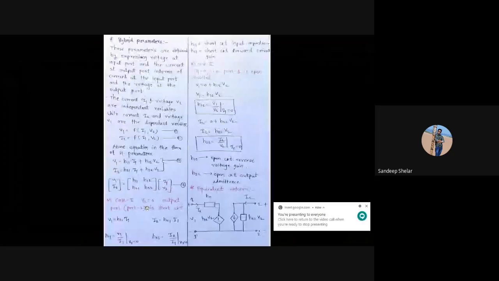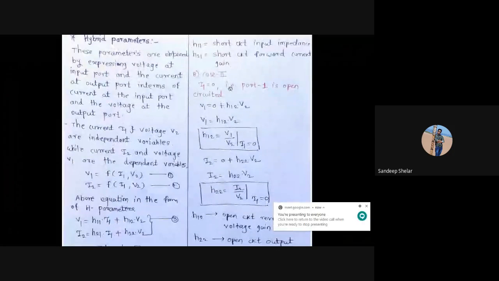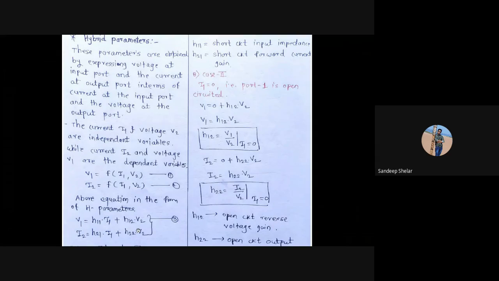Then the second condition is the input port open circuit. In this condition the current becomes 0, that is I1 becomes 0. Put I1 equal to 0 in equation number 3. Then V1 is equal to 0 plus H12 into V2, so V1 is equal to H12 into V2, and H12 is equal to V1 upon V2 with I1 equal to 0.